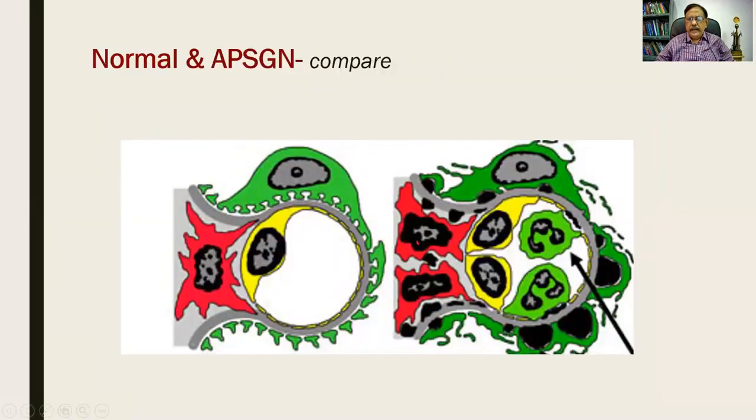If it is difficult, again compare. So this is a normal glomerulus. This is the epithelium over here. The gray color is the basement membrane. Then the capillary endothelium. This is the mesangium. But here I find, as I told you, there is an increase in the number of epithelial cells, an increase in the number of endothelial cells, an increase in the number of the mesangial cells. Also, there is an infiltration with neutrophils. A beautiful diagram, very easy for you to draw. Please remember this.